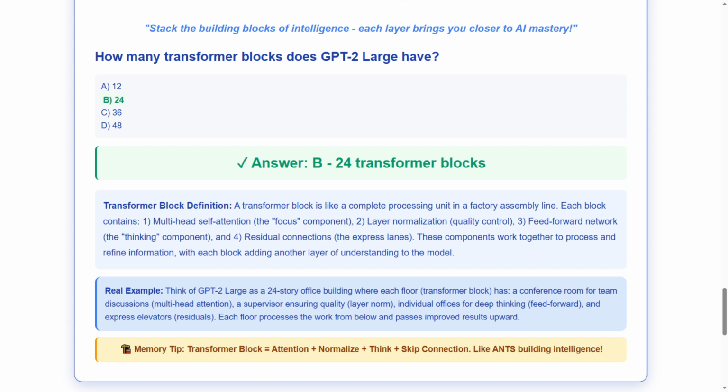Think of GPT-2 Large as a 24-story office building where each floor, representing a transformer block, has a conference room for team discussions, which is multi-head attention, a supervisor ensuring quality, which is layer norm, individual offices for deep thinking, which is feed-forward, and express elevators, which are residuals. Each floor processes the work from below and passes improved results upward. 24 floors of intelligent processing. The memory tip teaches us that transformer block equals attention plus normalize plus think plus skip connection. Like ANTS building intelligence. Remember, ANTS build intelligence.